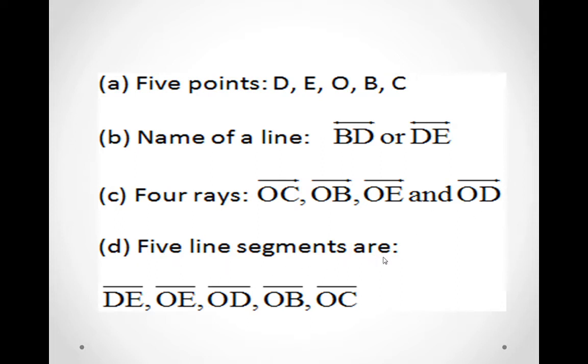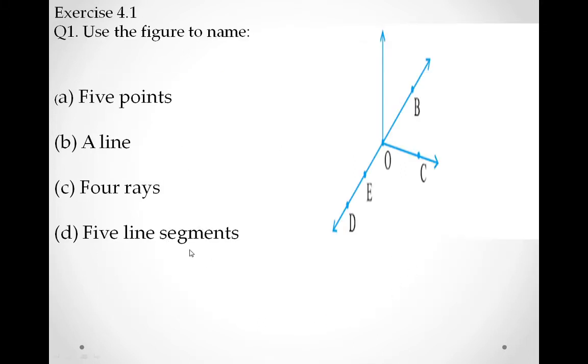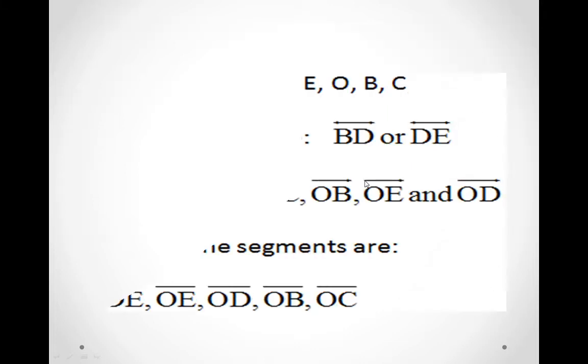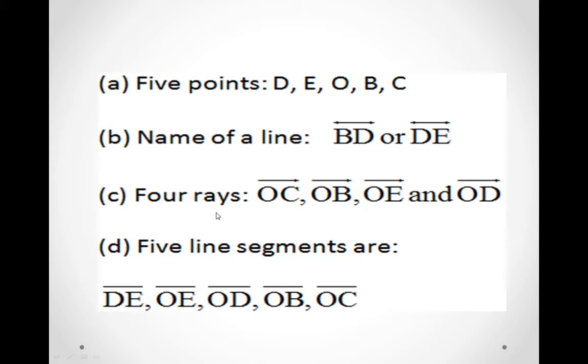The 5 line segments are line segment DE, line segment OE, line segment OD, line segment OB, line segment OC. Look at this picture. A line segment has 2 points at its ends. So we can write line segment OC, line segment OB, line segment OE and line segment OD. Like this, we can write the answer.